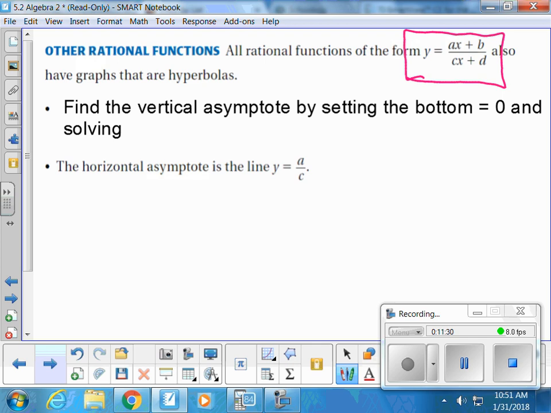It's a little bit weirder as far as how to find the asymptotes. To find the vertical asymptote, you set your denominator equal to 0 and you solve for x. And for the horizontal asymptote, you just grab the numbers a over c. It's the leading coefficients at the top and the bottom of polynomials. So I did put this on the board. It's not something you would need to memorize. Set your bottom equal to 0, solve for x. That's your vertical. And then for your horizontal asymptote, do a over c.